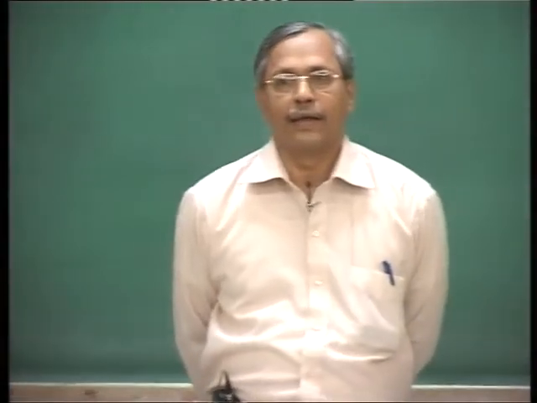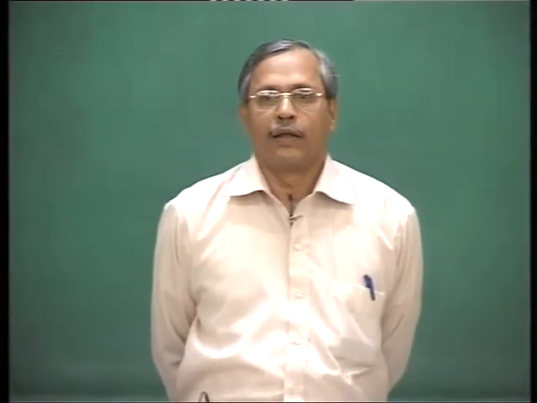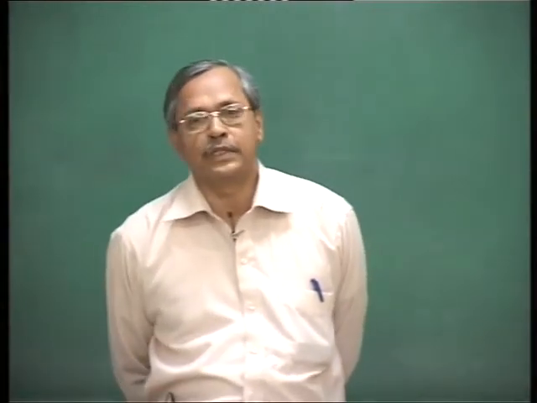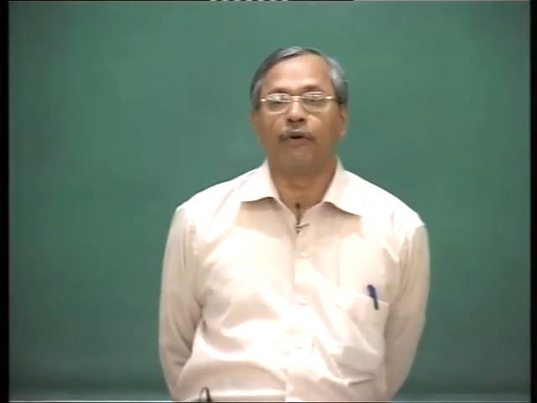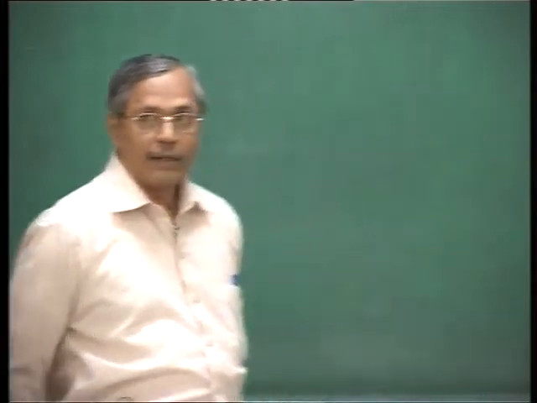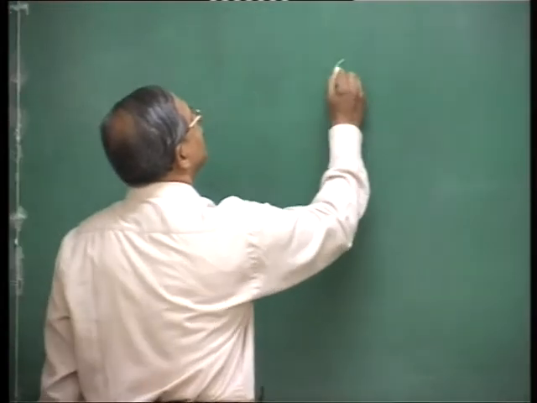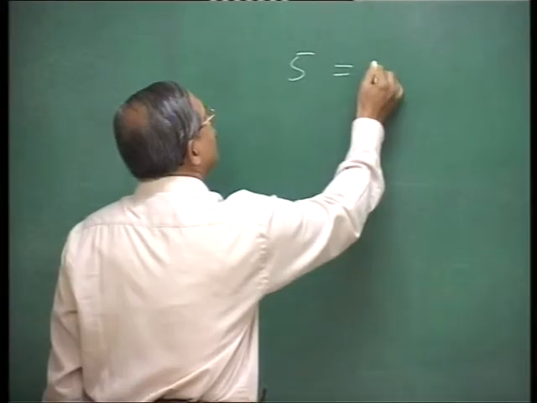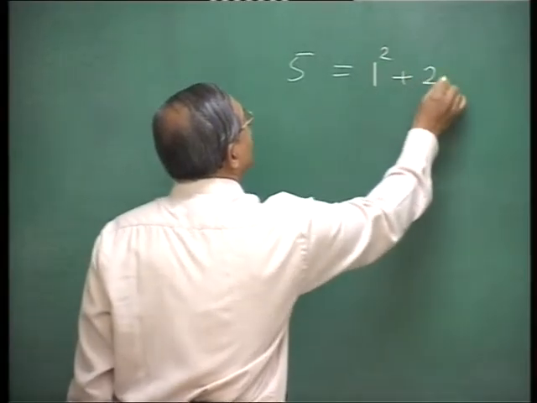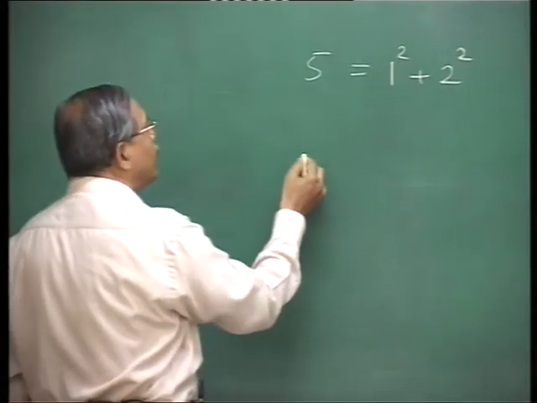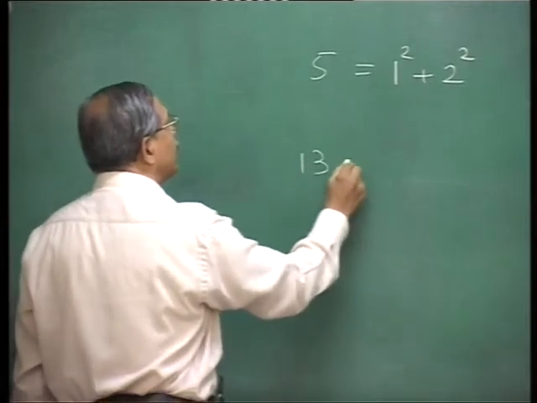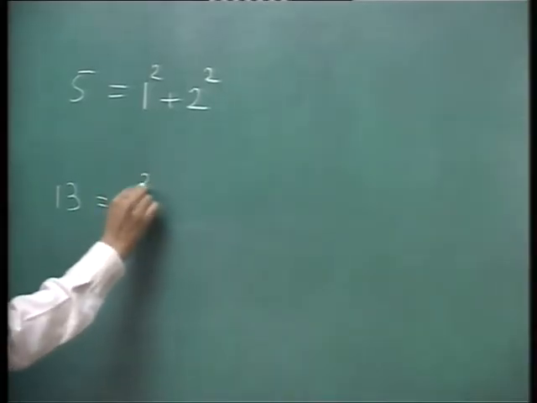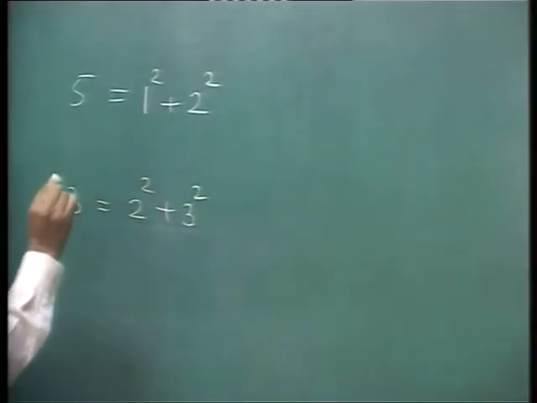Today we will see a result of Fermat which says that if p is a prime which is congruent to 1 mod 4, then p can be written as a sum of 2 squares. An example is, if you take 5, which is a prime 1 mod 4, we can write it as 1 square plus 2 square. If you take 13, you can write it as 2 square plus 3 square.